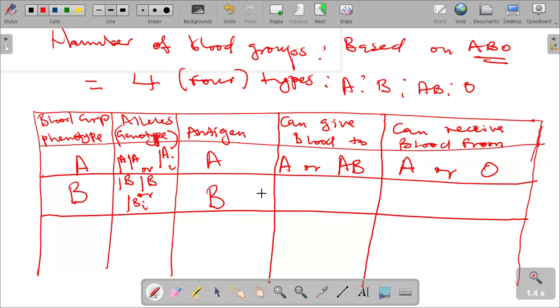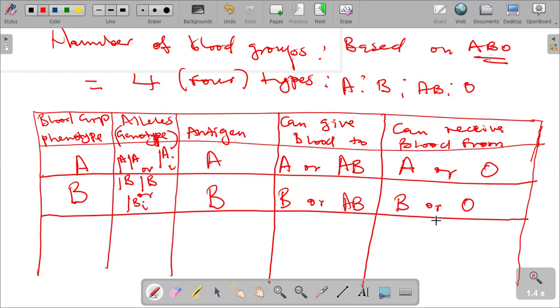And then what is this person? This person can give blood to individuals who are blood B or blood AB. And similarly, can receive blood from people who are blood O or blood B. Understand that blood O does not produce any antigen. There is none of the antigens produced there. That is why individuals who are blood A and blood B can receive blood from somebody who is blood type O, because there are no antigens produced by O.